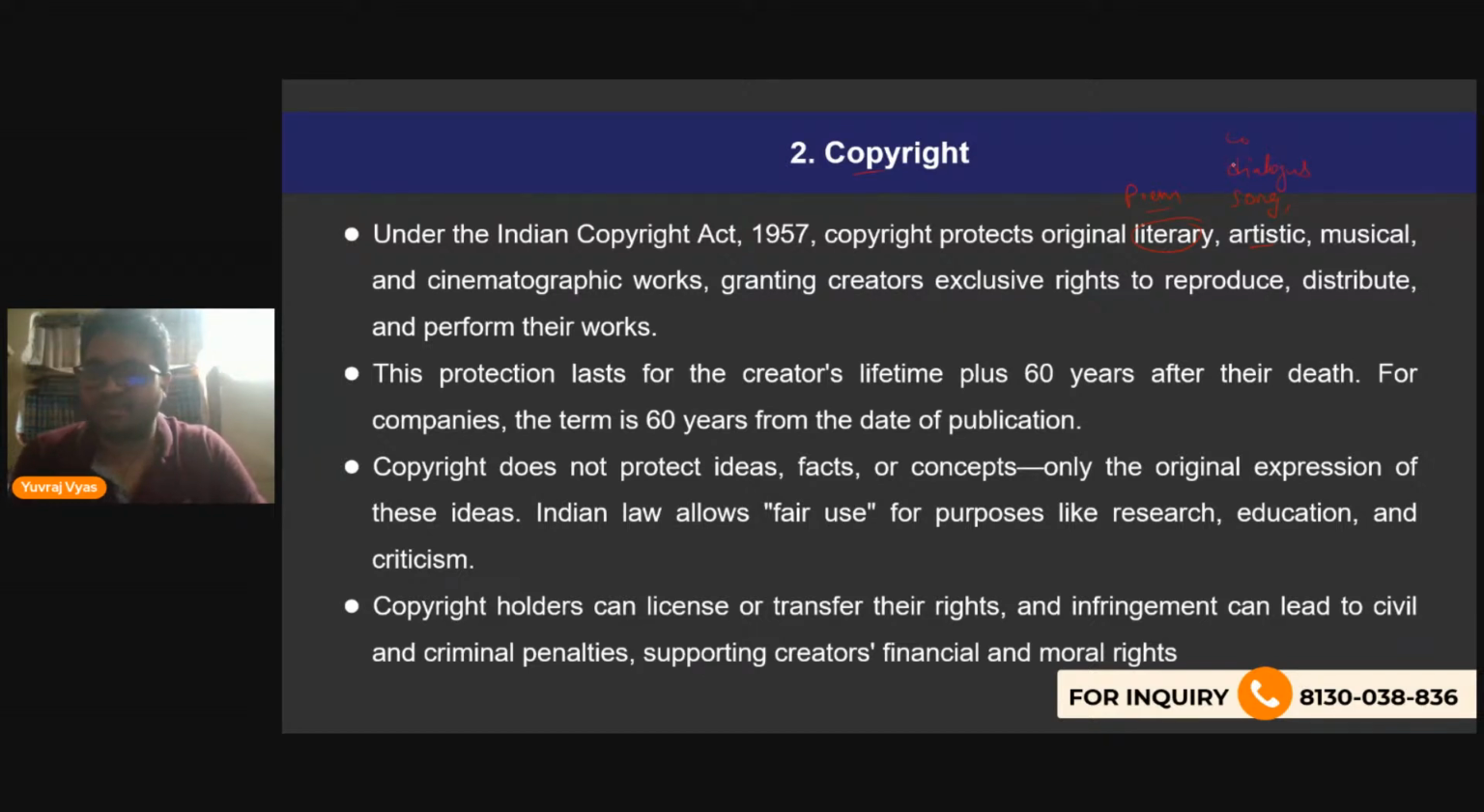So the Kapil Sharma Show, you all must have seen one of the famous comedian shows in India. Now what is he doing? He's doing artistic work. So all the dialogues that these guys are using can be copyrighted, meaning they can be protected. And musical means any song that you're writing. All the songs, if you go on YouTube or other places, you will find that all these songs are copyrighted.